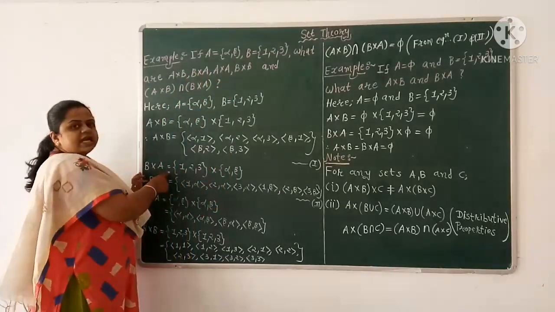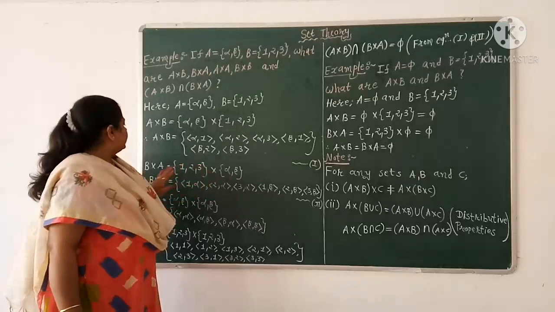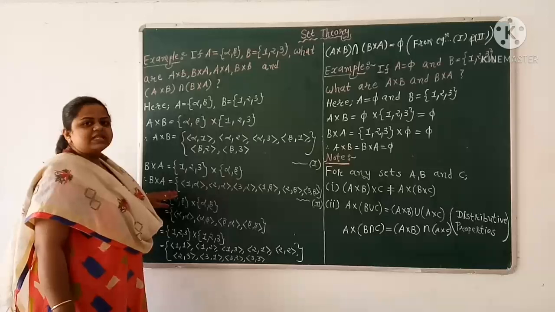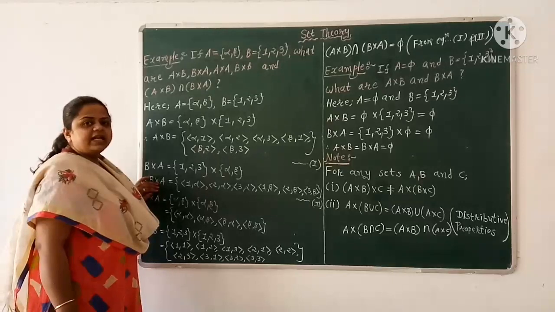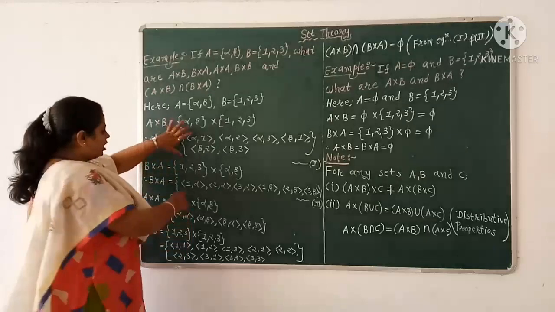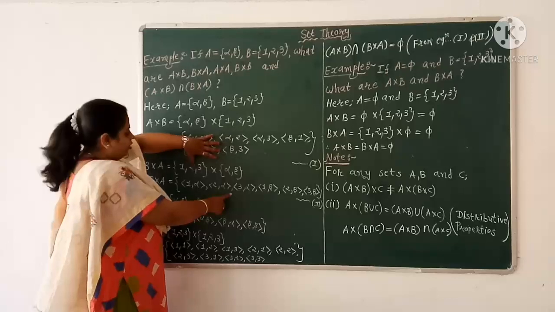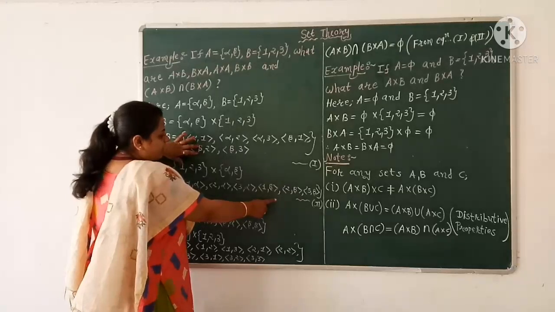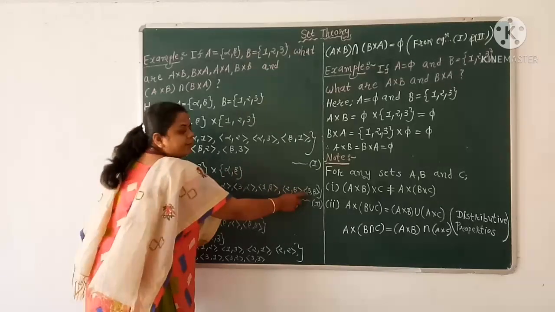Now B cross A is equal to B, that is {1, 2, 3}, cross A, that is {alpha, beta}. B cross A is equal to the set of ordered pairs whose first element is of B and second element is of A. So B cross A is equal to the set of ordered pairs (1, alpha), (2, alpha), (3, alpha), (1, beta), (2, beta), (3, beta).